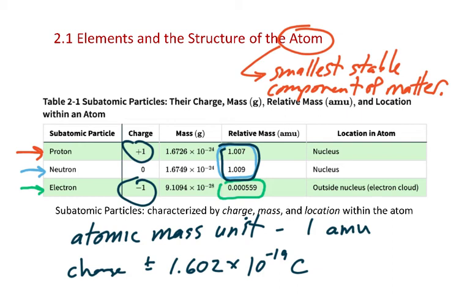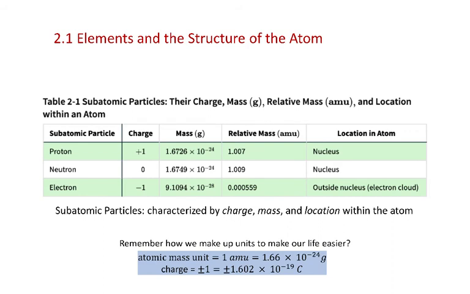So here, we can say this again, we make up units to make our lives easier. We're going to encounter this more times, right? So we don't want to say things like 1.66 times 10 to the minus 24. We'll just say 1. We don't want to say things like 1.602 times 10 to the minus 19 coulombs. We're just going to call that 1.